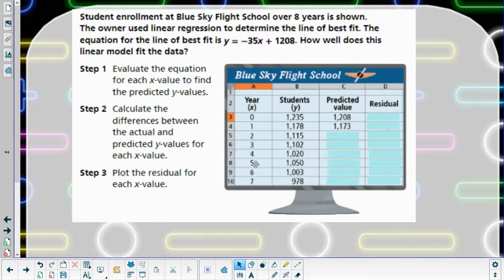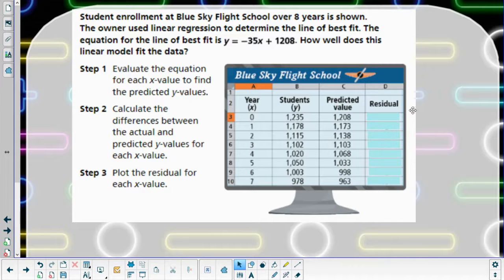All right, go ahead and pause your video. I would like you to substitute 2 through 7 into our equation and tell me what are my other predicted values. All right, so if you substitute 2 in, you get 1,138. 3 is 1,103. And then here are your other ones. So double check and make sure you have the same predicted values straight from our line of best fit.